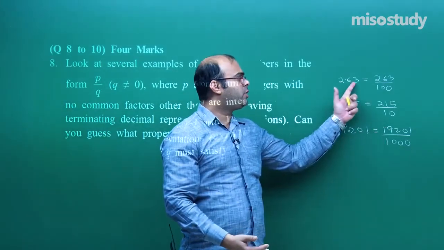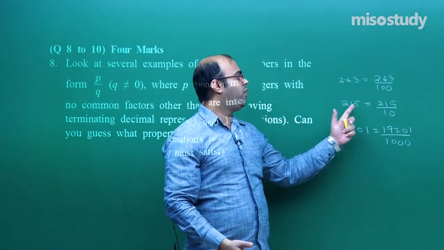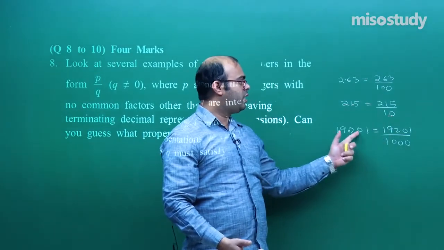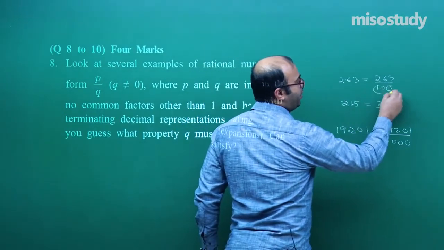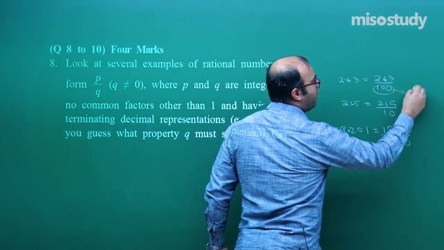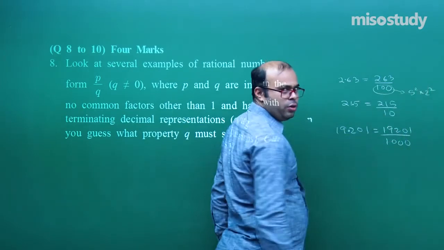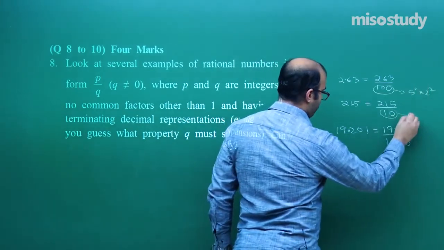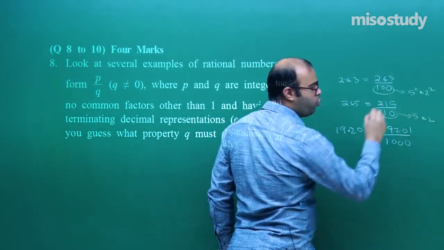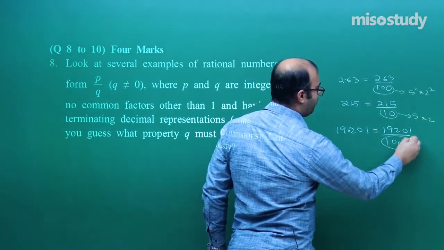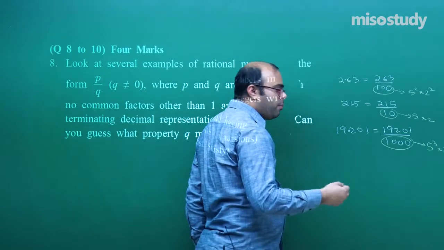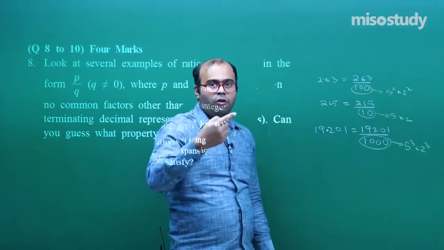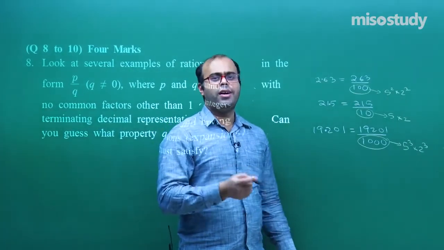It is taking 2 decimal places, so 100; 1 decimal place, so 10; 3 decimal places, 1000. Further, what is 100 made up of? 5 and 2, 5 square into 2 square. What is 10 made up of? That is 5 into 2. What is 1000 made up of? That is 5 cube into 2 cube. So any number which is a multiple of 10 is made up of 5 and 2.